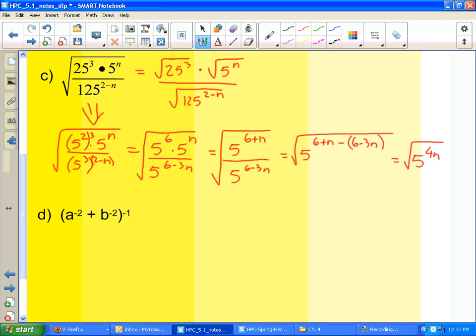And then, because this thing started as a radical, we're actually going to leave our radical simplified. I could change it to an exponential because 1/2 power is the same thing as a square root. So this could be the same thing as 5 to the 4n to the 1/2 power, and now it's 5 to the 2n.